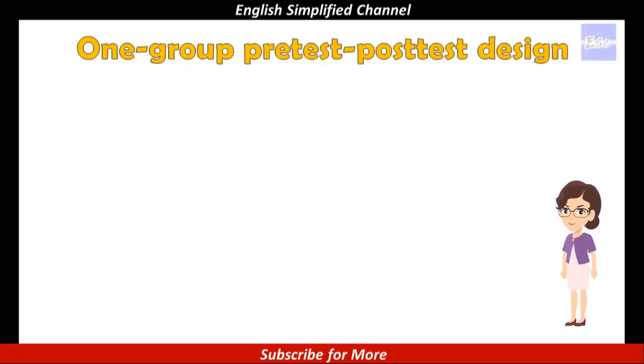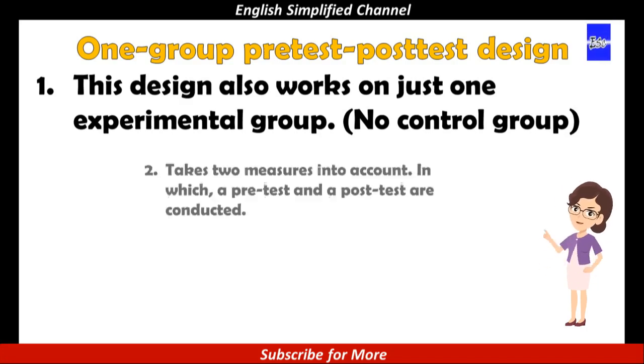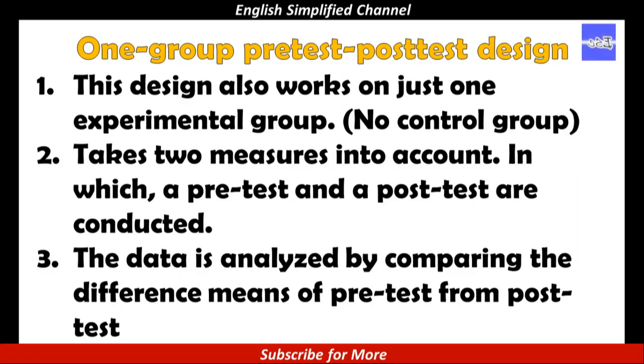One group pre-test post-test design. 1. Like the previous one, this design also works on just one experimental group, or, no control group. 2. But this one takes two measures into account, in which a pre-test and a post-test are conducted. 3. The data is analyzed by comparing the different means of pre-test from post-test.